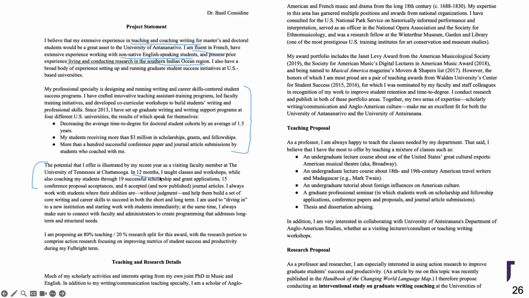Now, in this case, because it was a teaching and research award, I also listed some things that I could do. I mentioned something else that the committee had said that they were interested in doing. We weren't able to do that ultimately because of COVID, but I mentioned some examples of my research since I was proposing to do research.